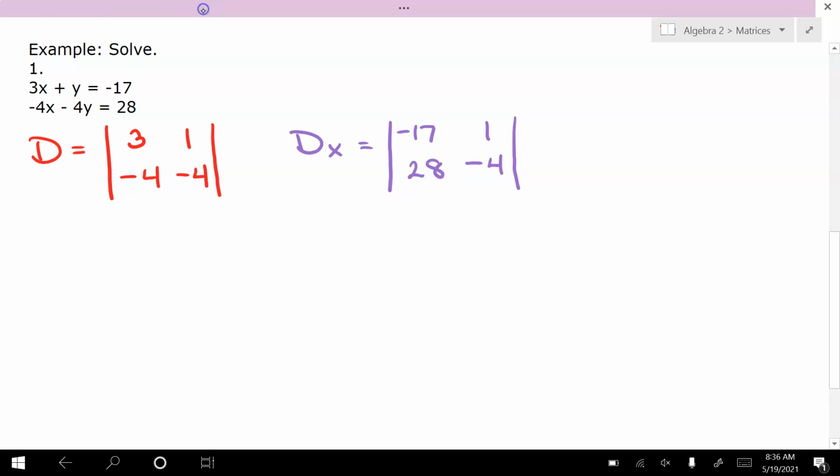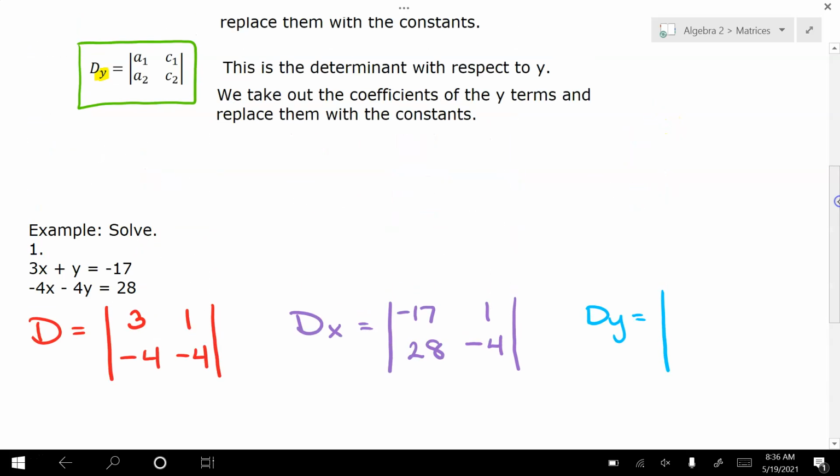Okay, and then the last determinant I need to set up is the one in relation to the y variable. So for this one up here, I leave my x coefficients as is. I'm going back to my original determinant. I leave the 3 and the negative 4 where they were. Instead of the 1, negative 4, because that was what's in front of the y's, I grab the constants at the very end. So I grab the negative 17 and the 28.